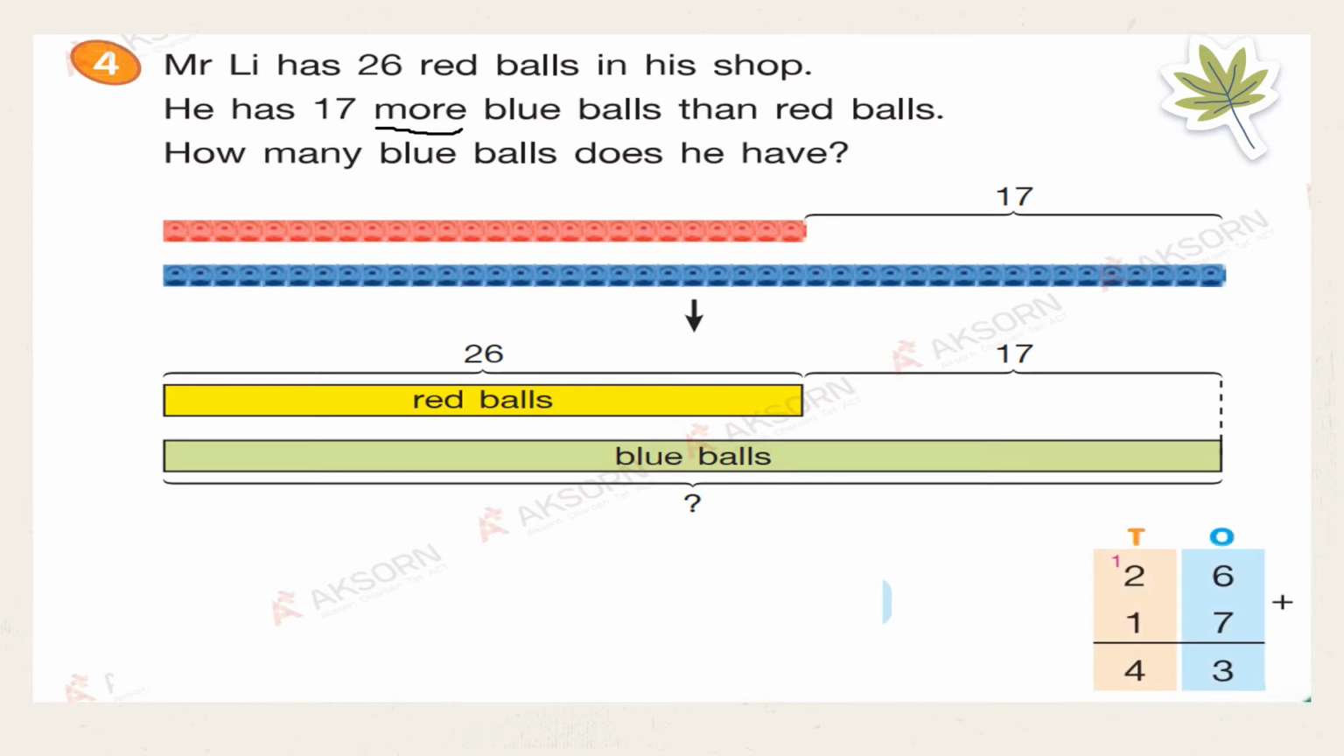Okay, so we're going to add them. 6 plus 7 is equal to 13. So we're going to put 1 here. And 2 plus 1 is equal to 3, plus 1 is equal to 4. So we have 26 plus 17 is equal to 43. So he has 43 blue balls.